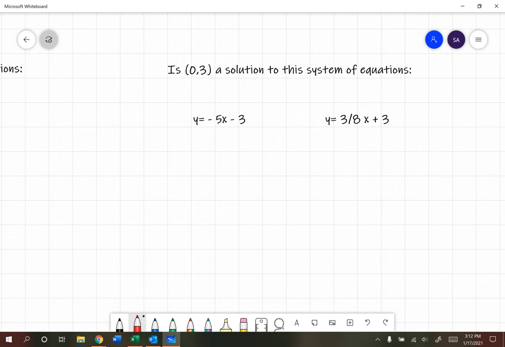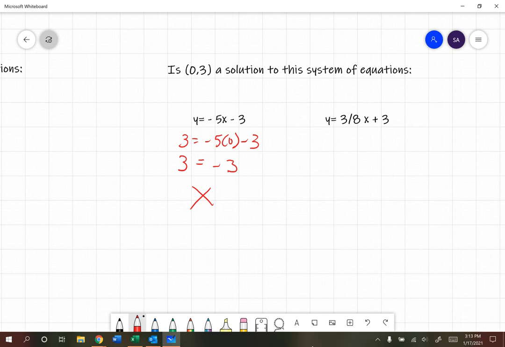All right, so let's check and see if you are correct. For y here we have 3 equals -5 times 0 minus 3. So -5 times 0 is 0, minus 3 is -3, equals 3? Oh, no, it's not a solution.